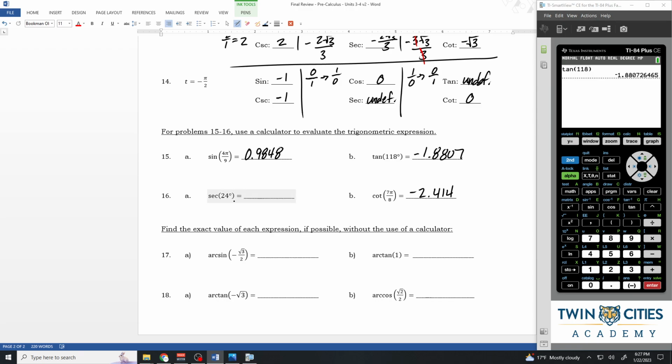And secant. As we discussed, secant is the reciprocal of cosine. So while I can't do secant of 24 degrees in my calculator, I can do 1 over the cosine of 24 degrees. And this is 1.0946.